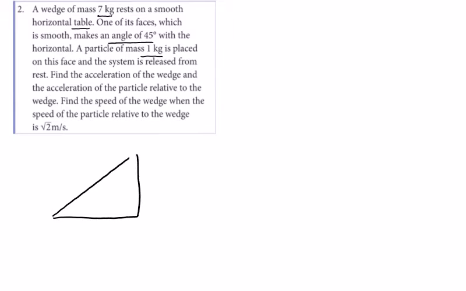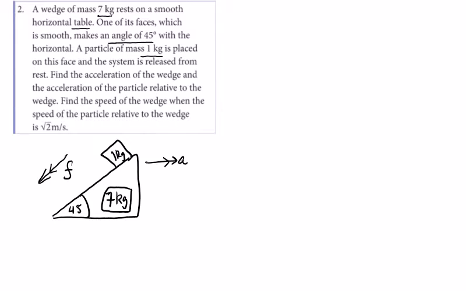We have a wedge, 45-degree angle, 7 kg, so we just call it 7. We have a particle of 1 kg placed on top. We'll call the acceleration in this direction A, and we'll call the acceleration in this direction F. And now let's look at the forces.